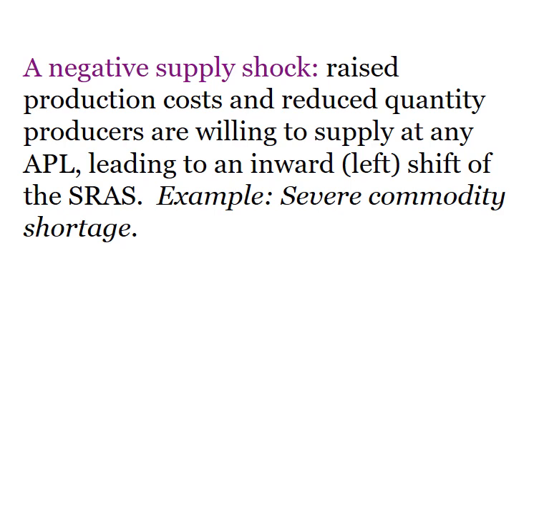A severe commodity shortage would be a good real-world example of this, like the major oil shortages that we had in the 1970s. They're going to create big increases in the aggregate price level because they shift SRAS left.